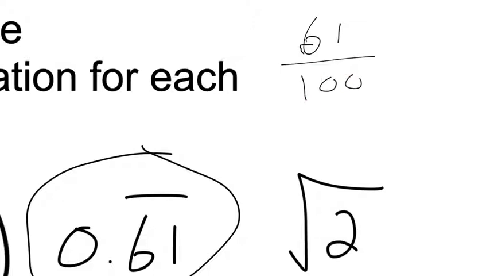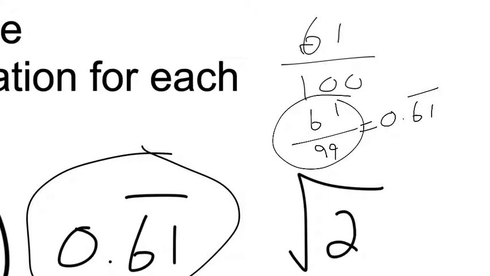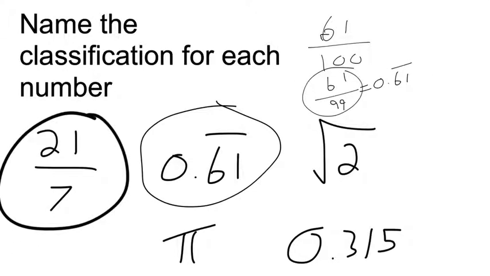But instead, let's try 61, because we know that this one's a little bit bigger, so let's reduce the denominator a little bit. And if you use 61 divided by 99 in the calculator, it gives you 0.61 repeating. So 61 out of 99, that's a ratio of two integers. So 0.61 repeating, we'd say that's a rational number.